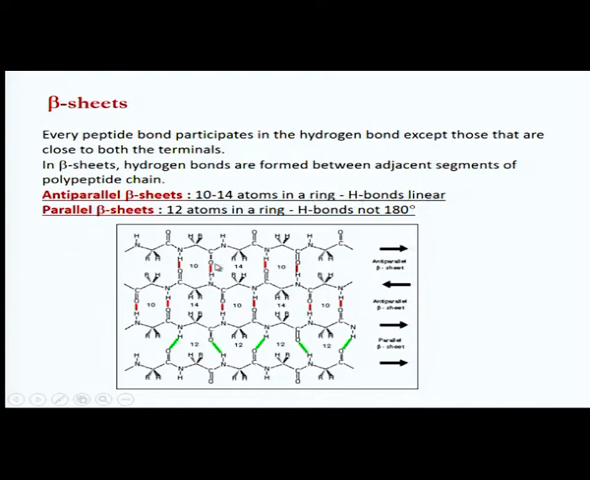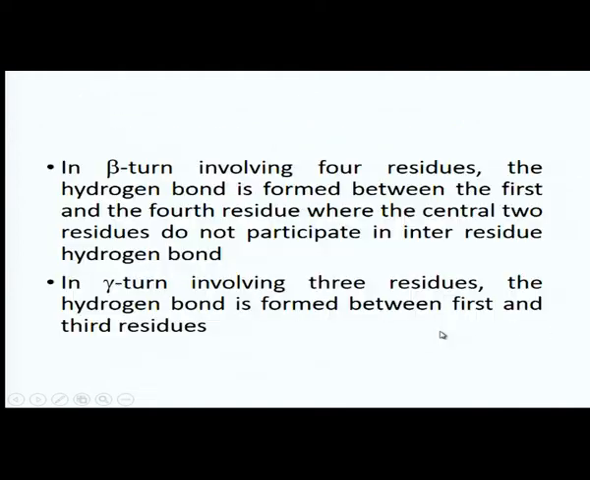So, like this, right, the others will be parallel, whereas in parallel beta sheet 12 atoms are in a ring, hydrogen bonds are not at 180, because when it is linear you say angle subtended at hydrogen is 180 degrees. Now, therefore, these are anti-parallel. Here these are not linear, angle is not 180 degree.